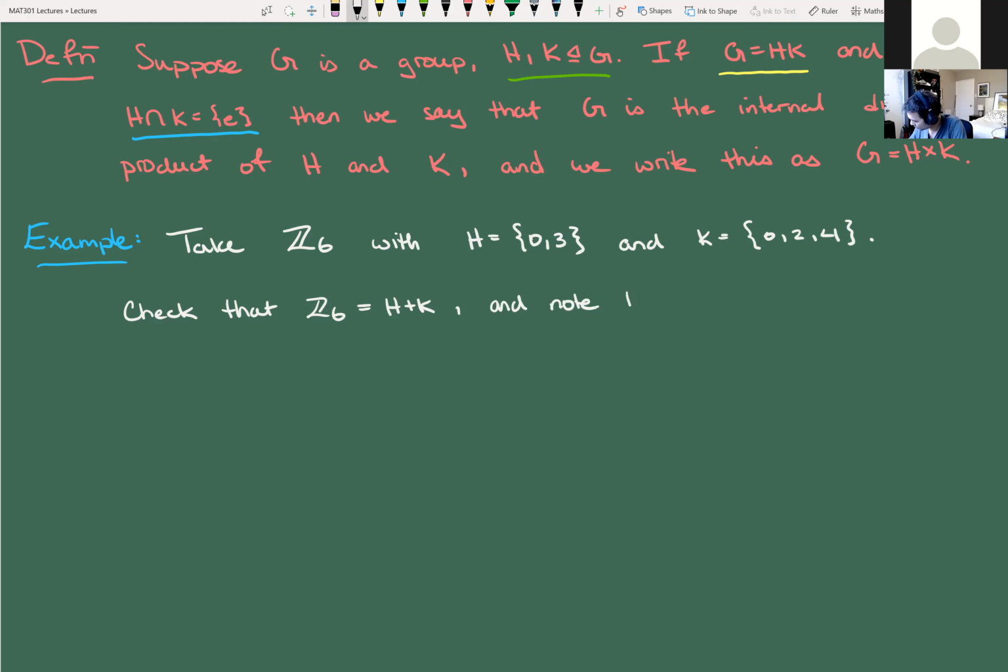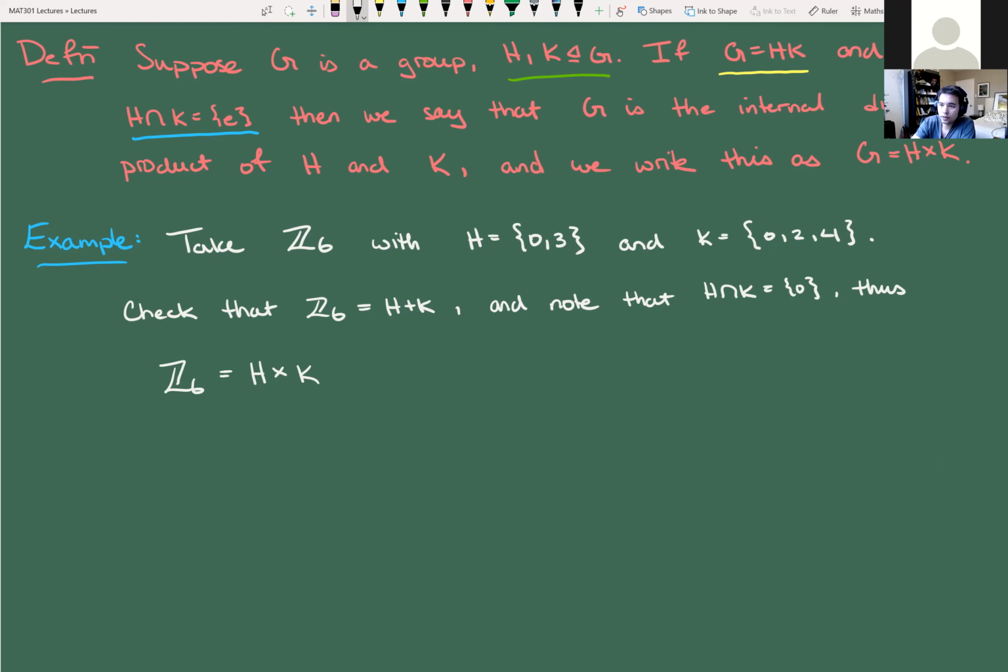And note that their intersection, H intersect K, is just equal to the 0 vector, right? Therefore, this must be an internal direct sum. Thus, Z6 is equal to H times K. Okay. And again, what this basically says, right? The whole point of this is that if you, actually, you know what, maybe, no, let me do another example and I'll show it in a second.